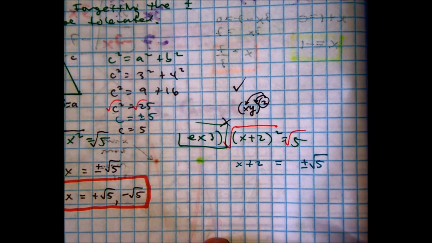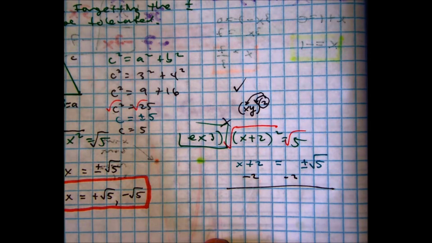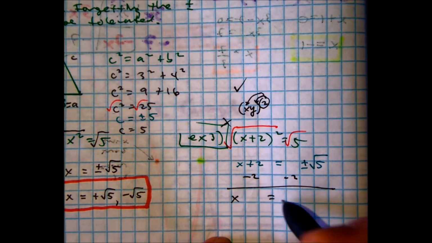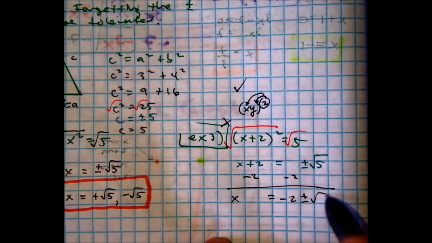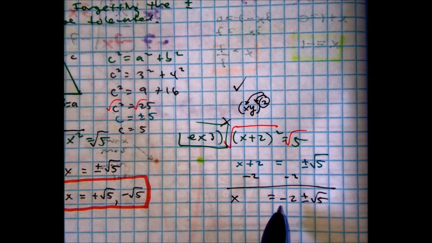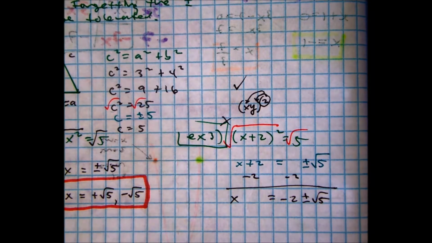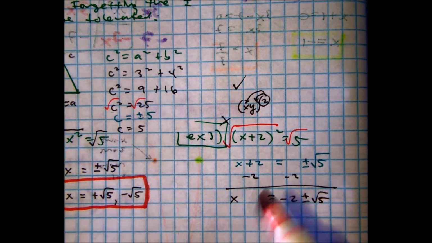And now I'm going to subtract 2 from both sides. Pay attention. X equals negative 2 plus or minus radical 5. I put the negative 2 in front of the plus and minus. I didn't put it to the right because I don't want it to be confused that it's inside. And this is my answer.